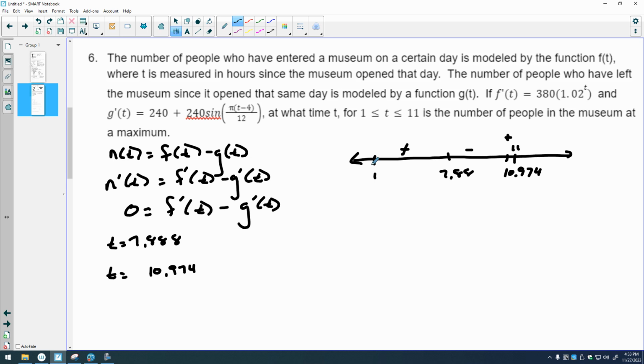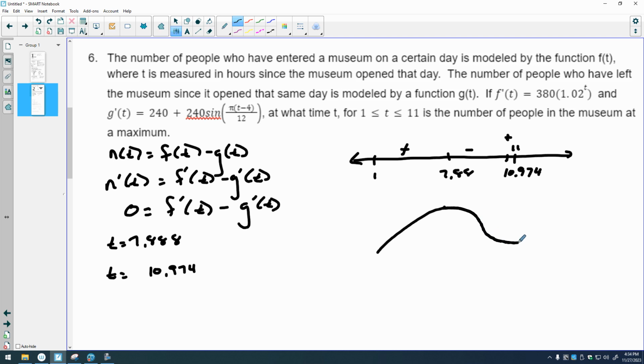Okay, so from time equals 1 to time equals 7.88, my graph is increasing for that entire time, meaning the number of people is increasing from 1 to 7.88. So for 6.88 seconds, no, hours, for 6.88 hours, my number of people in the museum is increasing. At time equals 7.88, now the number of people in the museum starts to decrease for about 3 seconds.